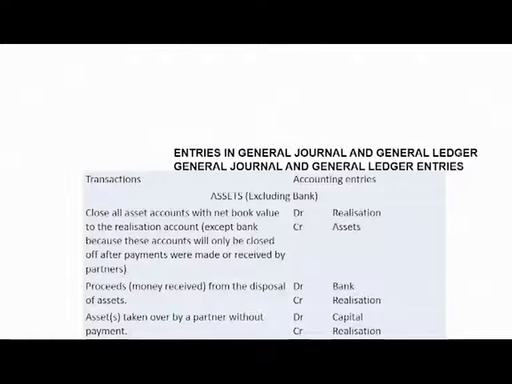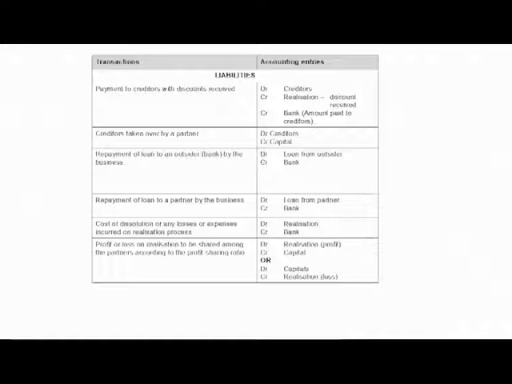Okay, close off all the assets with the net book value. Remember the net book value. We are going to debit realization and credit asset, because we don't want the asset anymore. Proceeds of money received from disposal, we debit bank, and then we credit realization. Asset taken by a partner without payment, we debit capital, and then we credit realization. So these are their liabilities now.